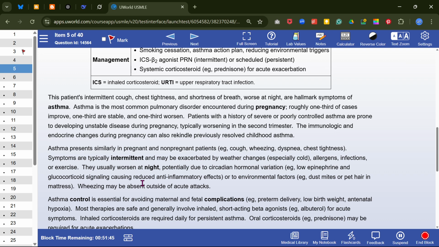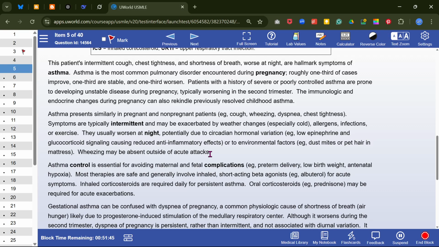They usually worsen at night, potentially due to circadian hormonal variation, low epinephrine and glucocorticoid signaling causing reduced anti-inflammatory effect, or to environmental factors such as dust mites or pet hair in the mattress. Wheezing may be absent outside of an acute attack. Asthma control is essential for avoiding maternal and fetal complications: preterm delivery, low birth weight, antenatal hypoxia.